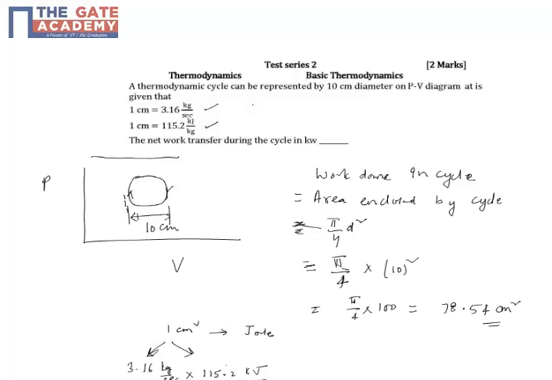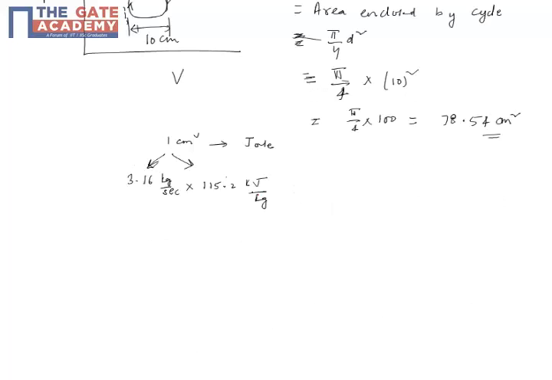So if you multiply these two, the value which you get after multiplication, because that will represent 1 centimeter square, is 364.032 kilojoules per second, and that is nothing but kilowatts. So 364.032 kilowatts. So that you have to multiply here.